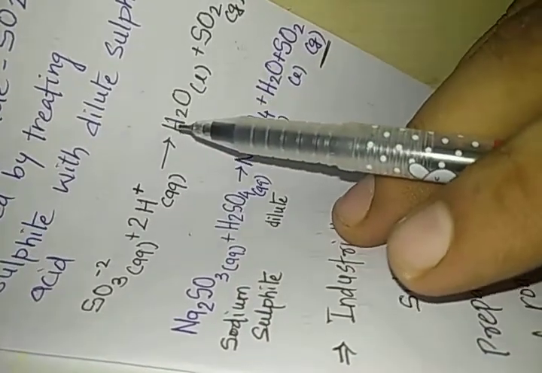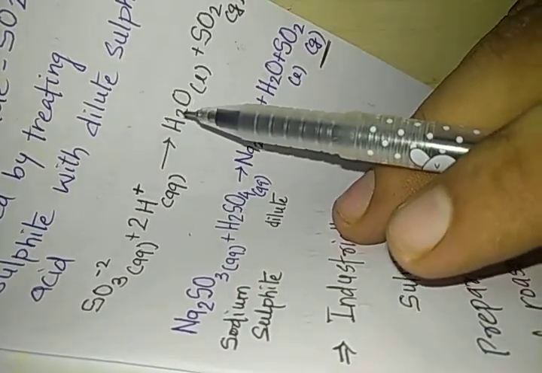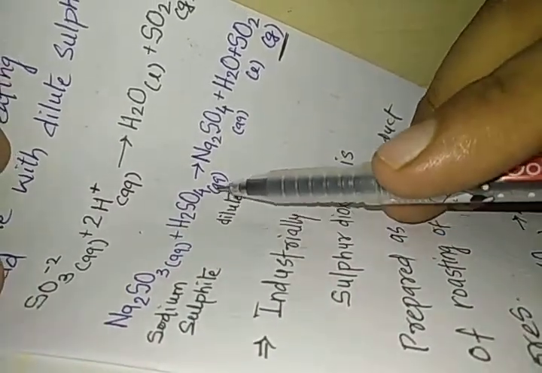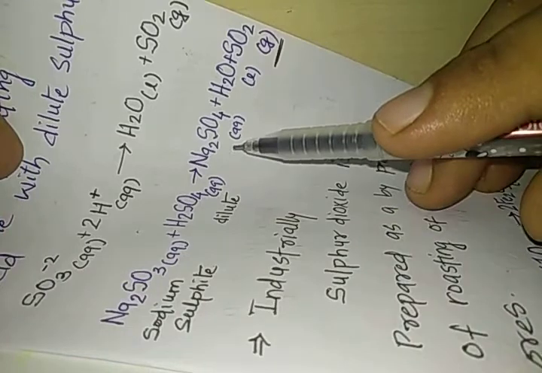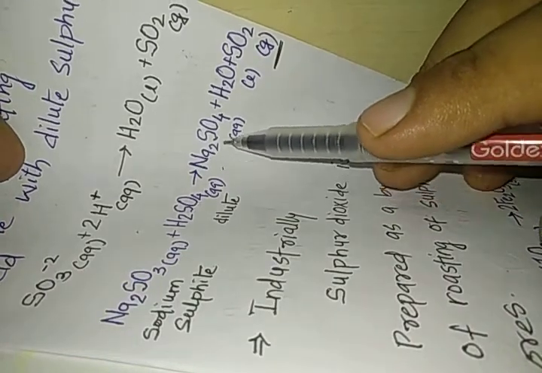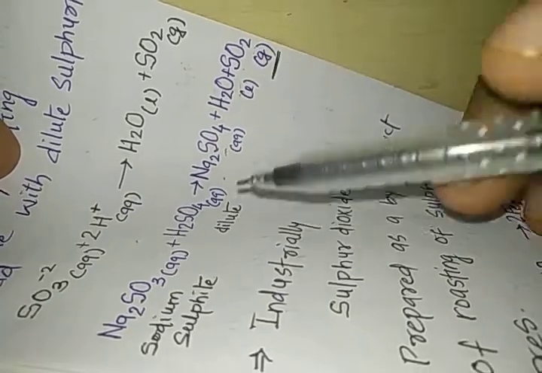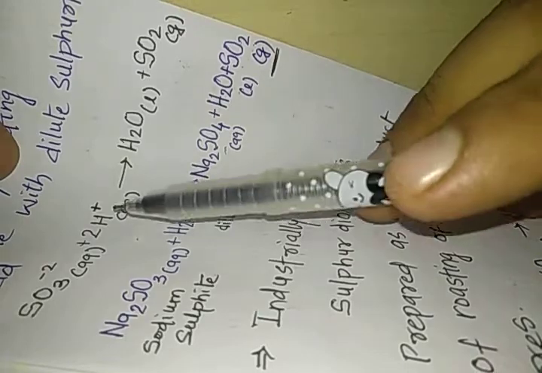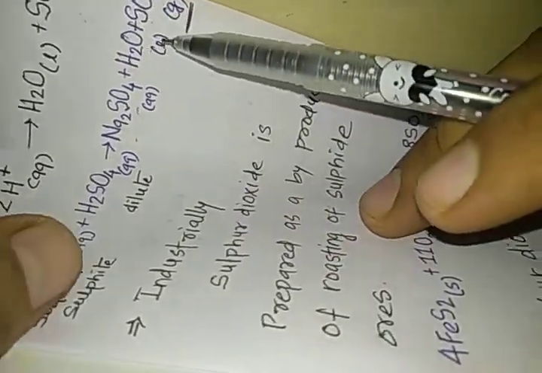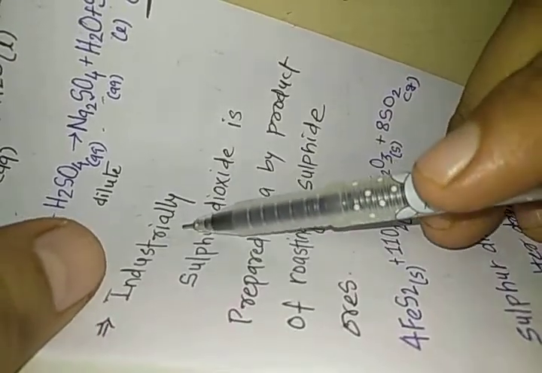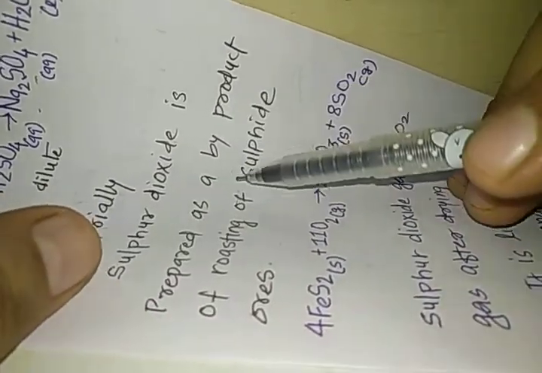To explain the same reaction with an example, if we take sodium sulfite and add it to dilute sulfuric acid, we get sodium sulfate, water and sulfur dioxide gas. So the sodium sulfite turns into sodium sulfate because of the reaction of sodium sulfite with sulfuric acid.